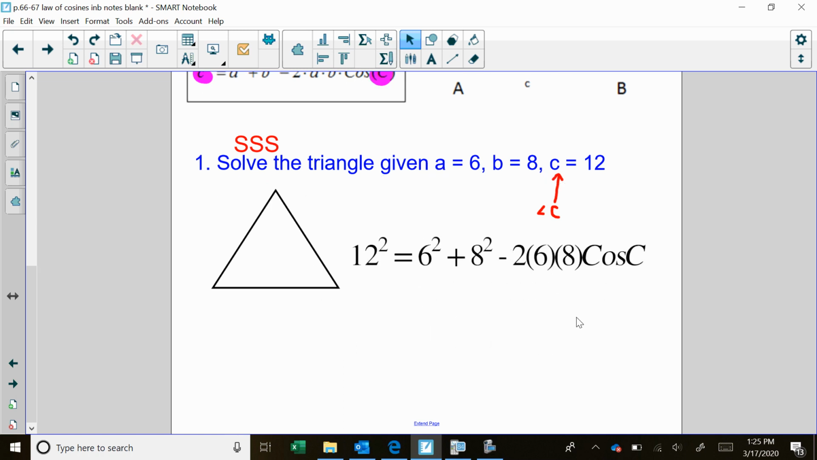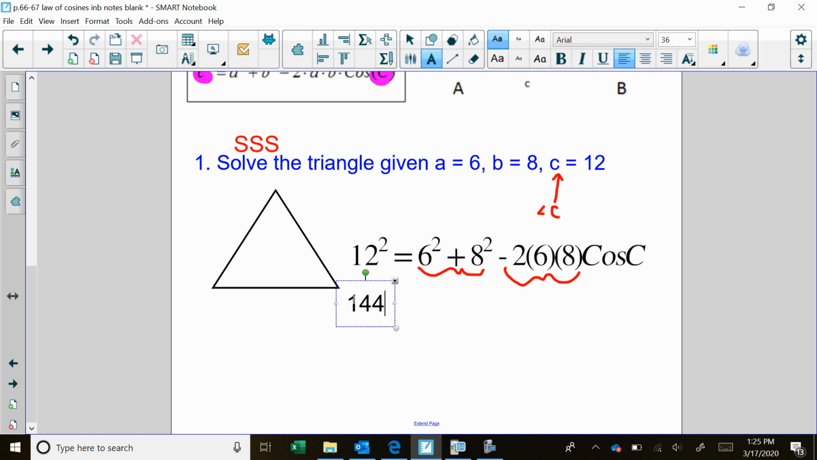Now, I need to point out that this and this need to be done separately. So we need two calculations out of that. So if you can grab your calculator, 12 squared right here. I'm just going to start typing that in. 144 is going to equal 6 squared plus 8 squared. 6 squared plus 8 squared is going to be 100.